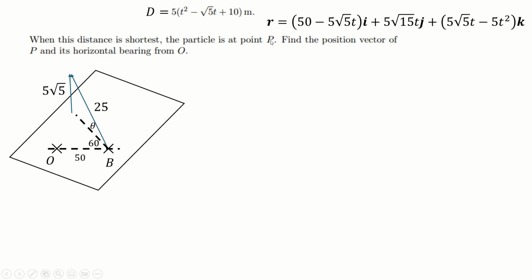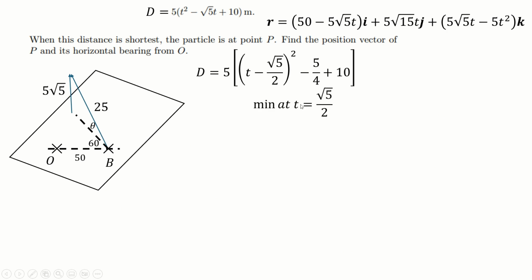The particle, we'll call it P. So how do we minimize this? Well, you could differentiate it. I decided to complete the square just for now, because it's a quadratic, you may as well. So halve this number, take away the square of that, makes 5 over 4. And clearly this is minimum at t is root 5 over 2. So all I have to do is put root 5 over 2 into here.